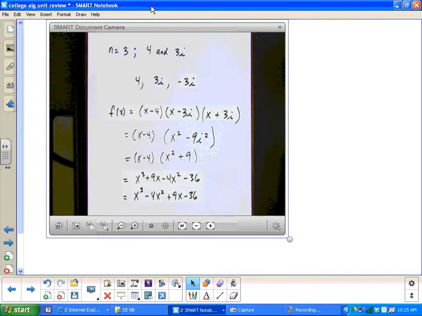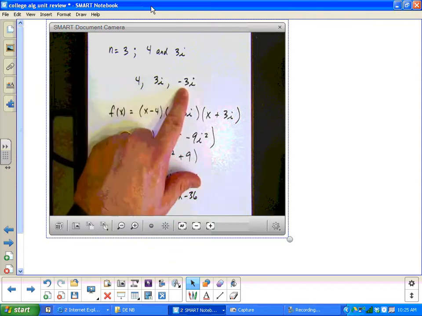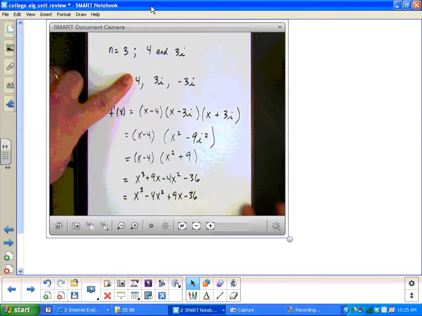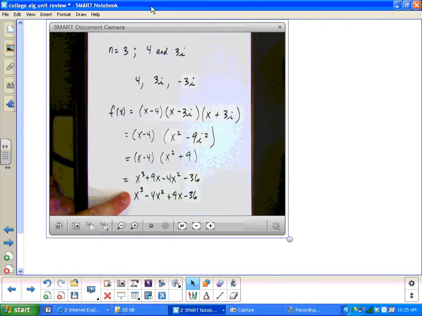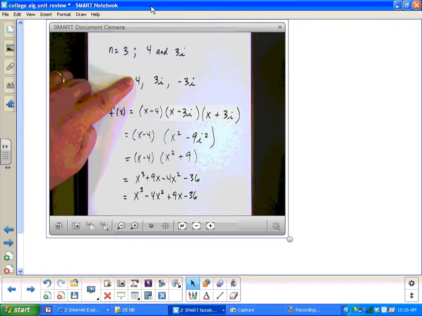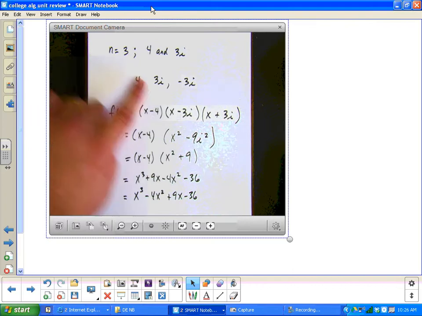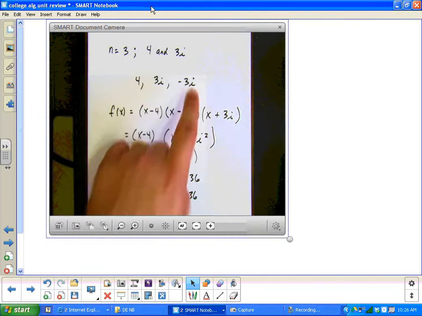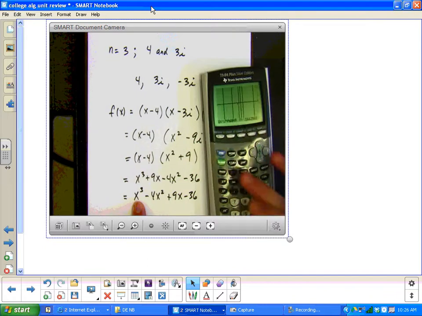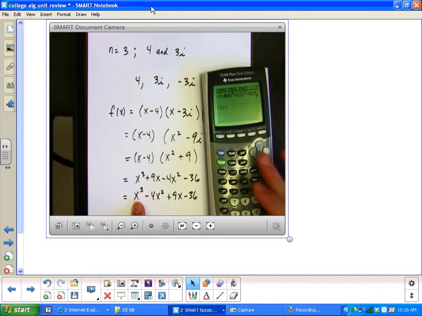Okay. Now, notice what the other part of the direction said. It says to use a graphing utility to check the real zeros. So I couldn't really check these two, but I could check this one. Now, how though? The graph should cross the x-axis at 4 and only 4, because we couldn't see these two where it would cross, since those are imaginary. So let's put what we got for our answer in our calculator here.